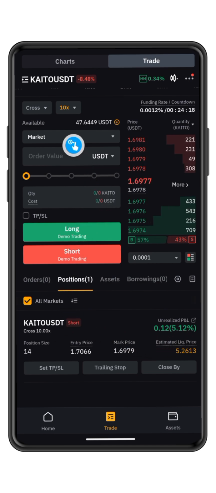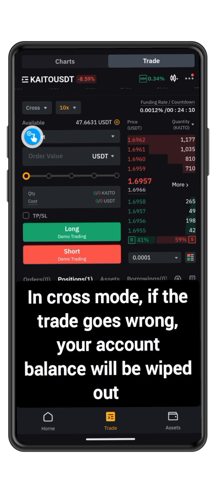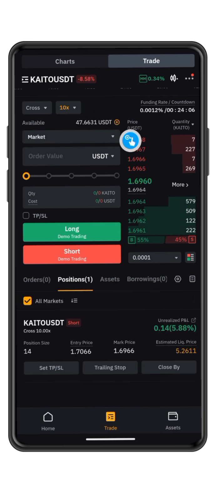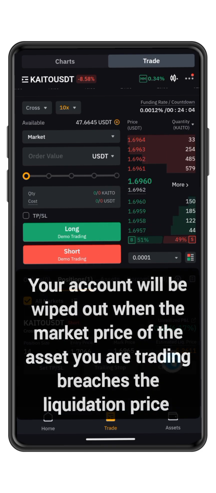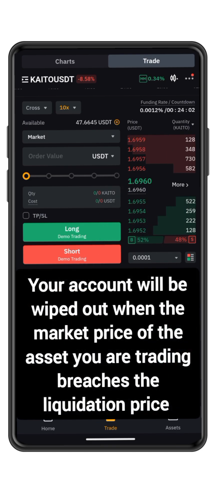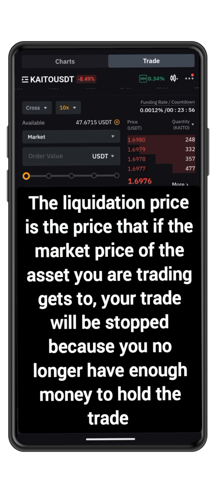Okay, so what is really going on here? So let's see. I am on a cross mode. What does this mean? What this means is that my available balance, which is the money I've got in here, all right, is risked in this trade. If this trade goes against me, I'm going to lose all of this money. I will say that again. If this trade goes against me, I'm going to lose all of this money right here. That is what cross means, cross mode.